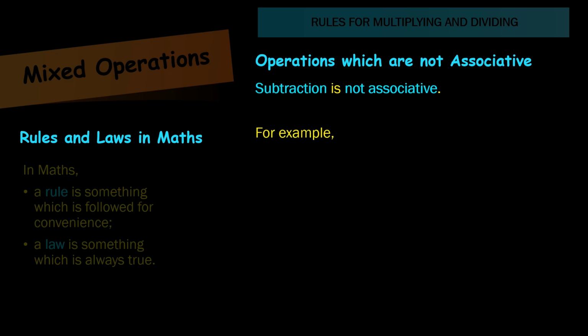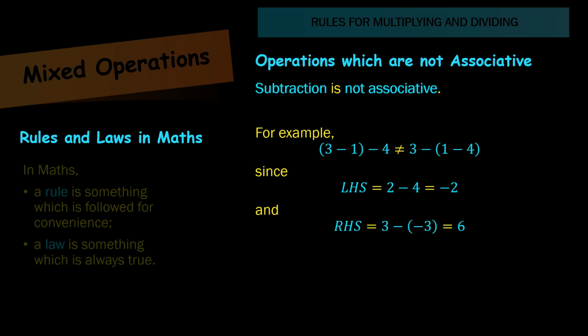Let's take a look at this example. On the left-hand side, we have 3 minus 1 minus 4, which is equal to 2 minus 4, which is of course equal to minus 2. And on the right-hand side, we have 3 minus minus 3, which is equal to 6. And of course, minus 2 does not equal 6. So subtraction is not associative. We've found a counterexample.